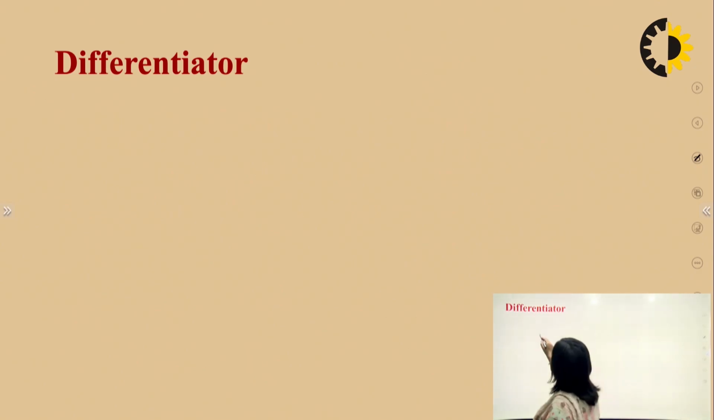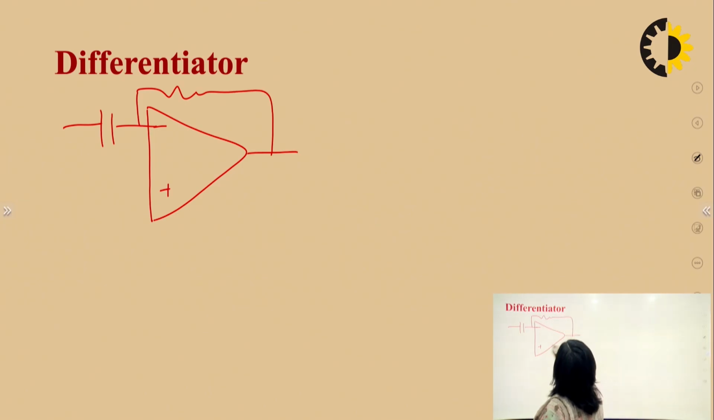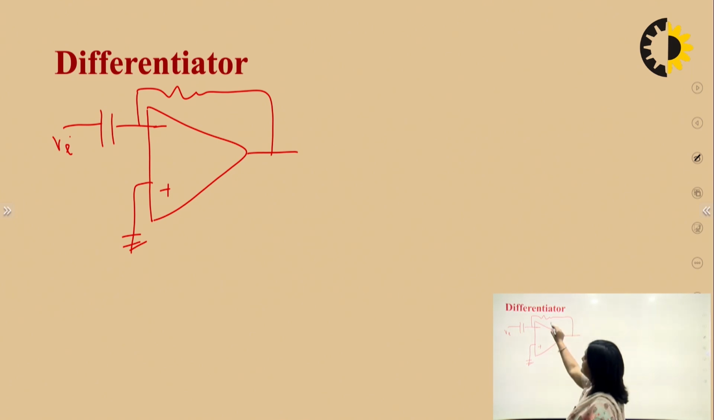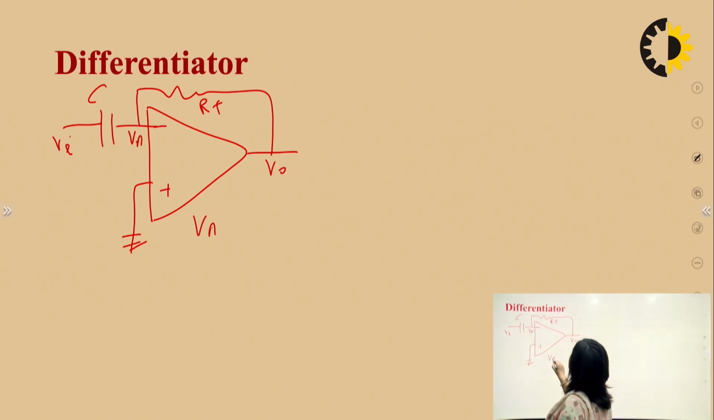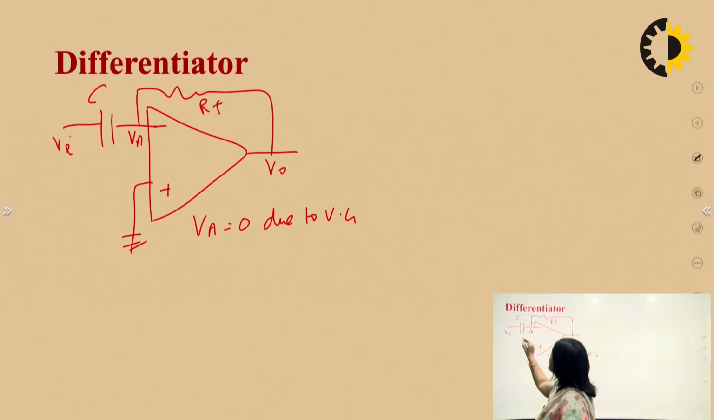And after that, the differentiator. The differentiator provides an output voltage that is the differentiation of the input voltage, like this. Here the positive terminal is grounded and the input is given to the inverting terminal. In the feedback part there will be a resistance RF, and here there will be a capacitor, and this will be your output voltage. Now the voltage at VA would be equal to 0 due to virtual ground. And since an ideal op-amp does not draw any current, I1 is equal to IF.